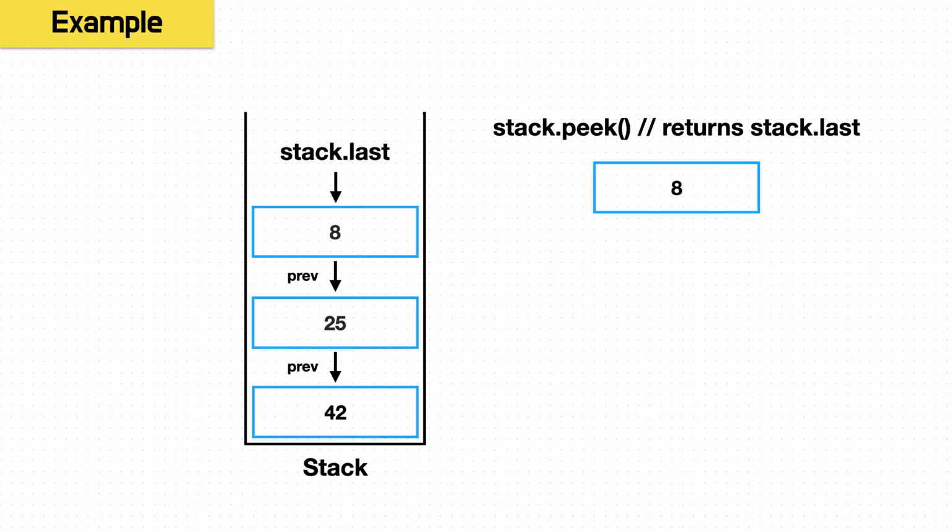The first method we want to implement is stack.peek, and it just returns the last item in the stack, that top item. And notice that the stack isn't updated, it only returns the item itself so you can use it.